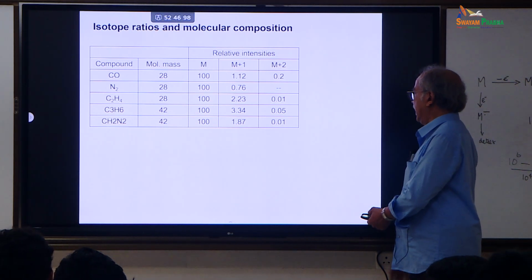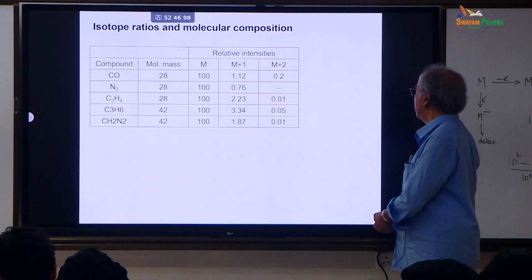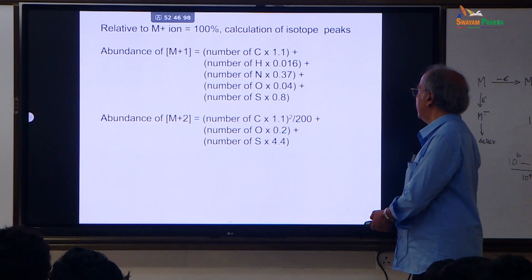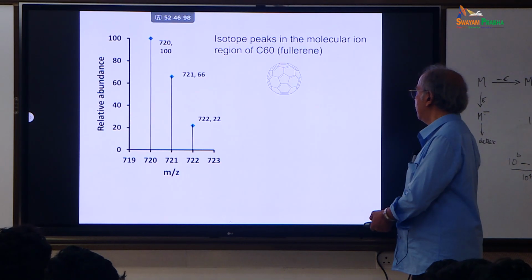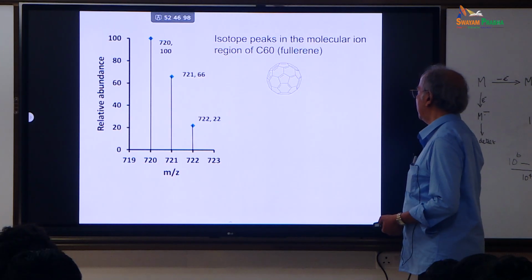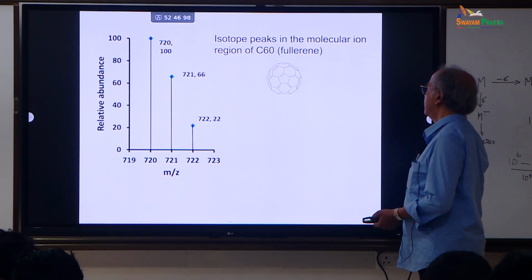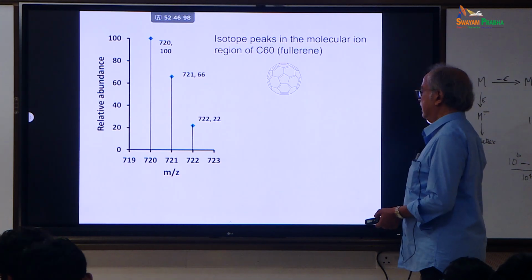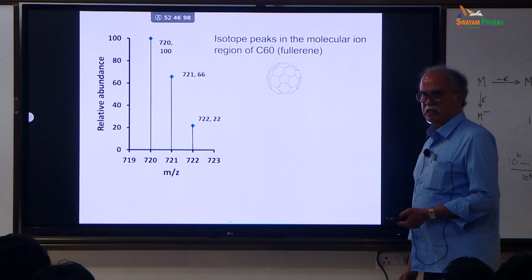Elemental composition, some more examples are given here. C60, Buckminsterfullerene. 720 is C60, C12.